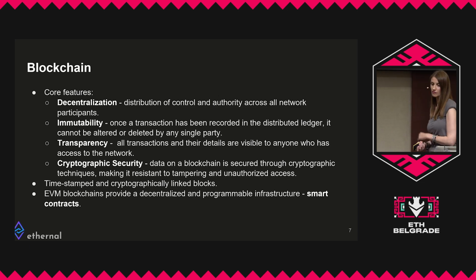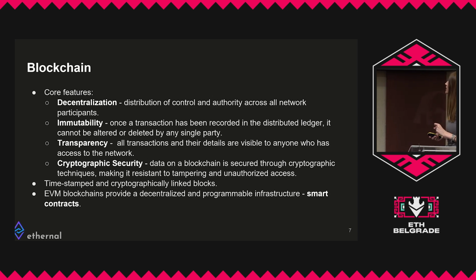Decentralization is basically the distribution of control and authority across all network participants. Immutability means that once a transaction is recorded into a block on the blockchain, it cannot be deleted or altered by any single party. Transparency: all transactions are visible to participants who have access to the network. And cryptographic security: data on a blockchain is secured through cryptographic techniques, which makes unauthorized access unavailable, and it also makes the blockchain resistant to tampering.